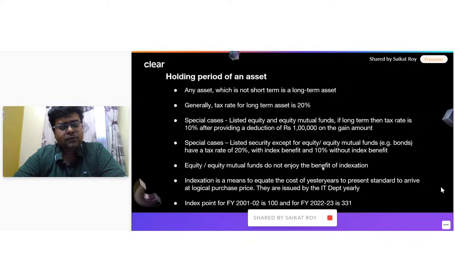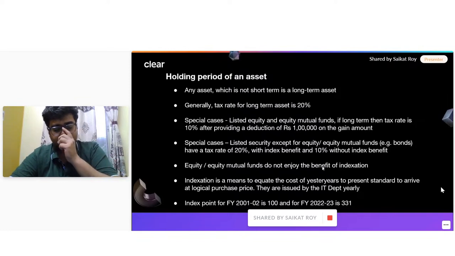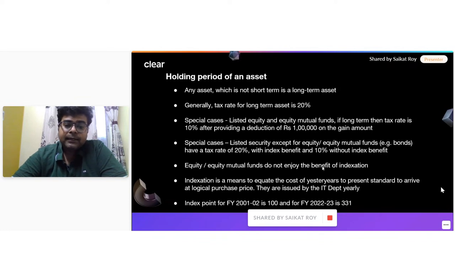the fluctuation of cost has happened, right? There is a tremendous inflation, and for that, prices of every asset have gone up year by year. Similarly, if we try to equate the purchase price of 2010 with the purchase price of 2023, we will be in a very unjust position. Now, this position has been recognized by the income tax department themselves. Therefore, every year they issue indexation points so that we can bring the cost to today's standard.